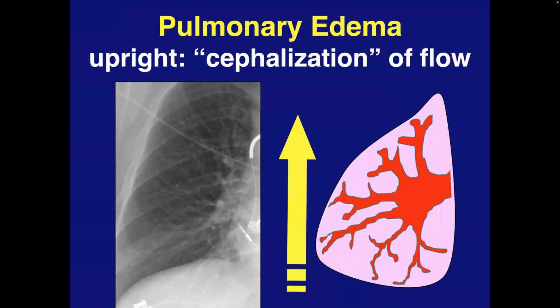lungs. So we can only call redistribution on an upright film because on a supine or semi-erect film, the gradient is in the anterior-posterior direction, and we can't tell what's being redistributed anteriorly on a frontal film. So the very first manifestations of pulmonary edema, that redistribution of flow, is something that we can only see on an upright film, and we don't see it very often.